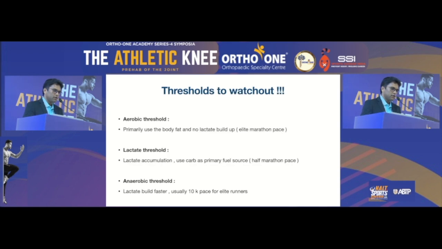So the very good threshold for a long distance runner is the aerobic threshold, which means a long distance runner uses his body fat and there is no lactate buildup, and he can run for however much distance he wants. Lactate threshold is where the accumulation happens. That typically happens at a half marathon pace, and when you feel the pain in your muscles, that means, okay, fine, your body is deprived of energy, you have to be a little cautious. And anaerobic threshold is where there is complete buildup of lactic acid, and it's a warning sign, which means you have just limited time or distance to cover.